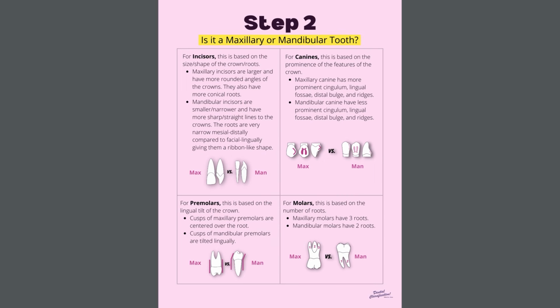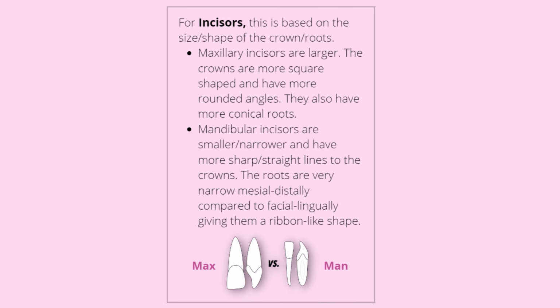The second step to identifying a tooth is determining, is it a maxillary or mandibular tooth? For the incisors, this is going to be based on the size and shape of the crowns and roots. Maxillary incisors have larger crowns, more square crowns, and the roots are more conical. The angles of the crown are also more rounded. Mandibular incisors are smaller, crowns are more narrow, the tooth in general is more narrow, and they have more sharp, straight lines to the crowns compared to the maxillary incisors.